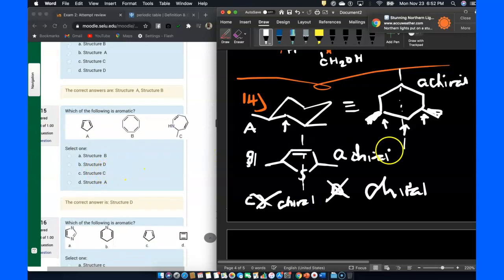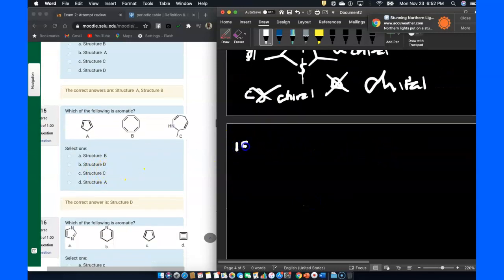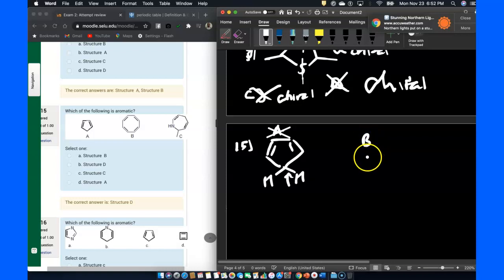Next, which of the following is aromatic? Oh, we did this before. A is not aromatic because it's not planar. You have this carbon right here, that's sp3. Okay, A is not aromatic. What about B? B is not, because it's going to fail the 4n plus 2 equals number of pi electrons rule. n will solve for a fraction. 4n plus 2 equals 8.